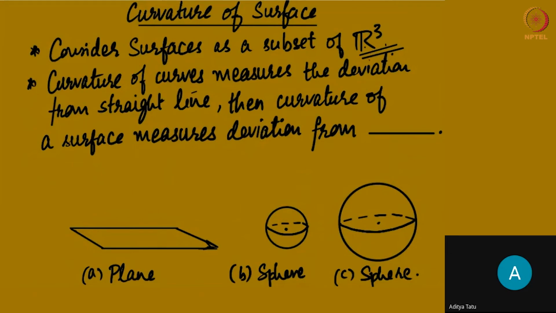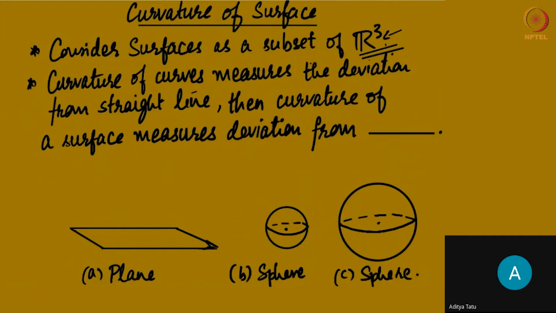I'm not sure if you have been taught what this means, but for now you can just think of it as a collection of three real numbers, where the three real numbers represent the x, y, and z coordinate of a point. So surfaces of objects can therefore be considered as a subset, right?